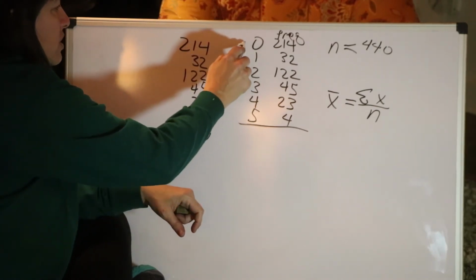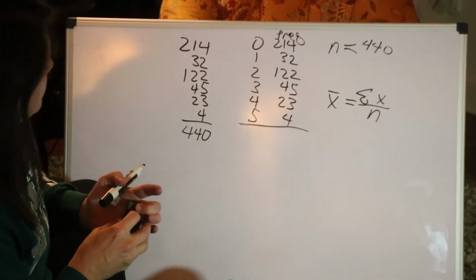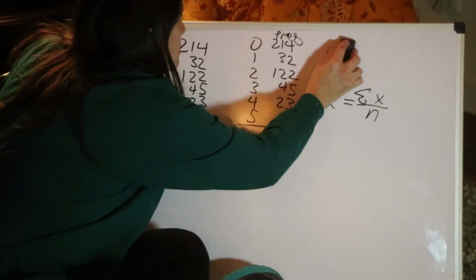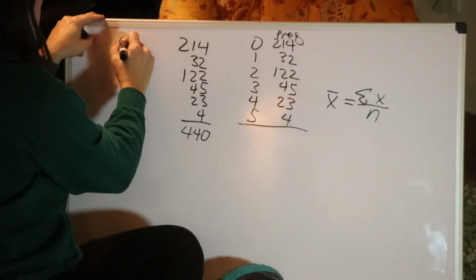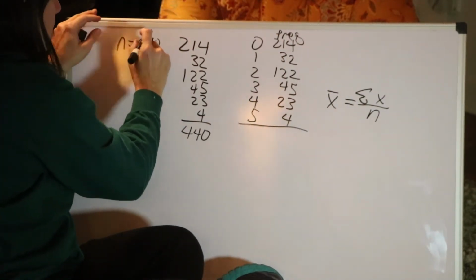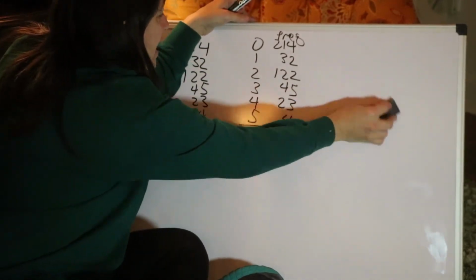Okay. So the way that we do this, Calvin, you're going to help me with this. N equals 440. We'll come back to our formula in a second.